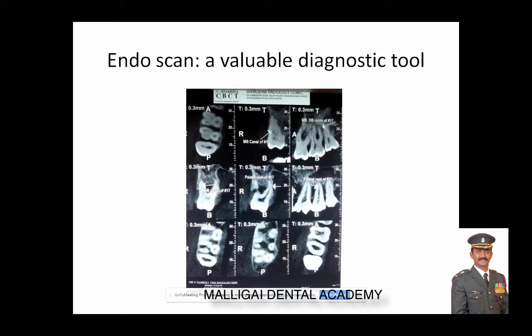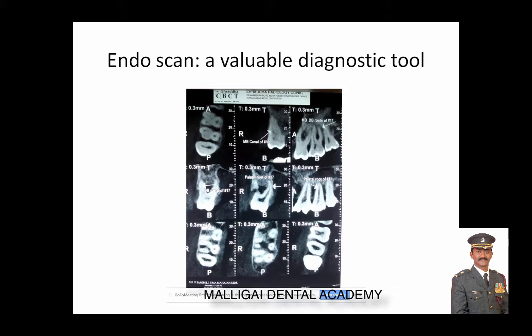Having established this, we planned endodontic treatment for tooth 17. And you know what? When I opened the access in this tooth, the tooth turned out to be non-vital. So we could achieve the exact correct diagnosis with the help of an endoscan in an otherwise inconclusive tooth.